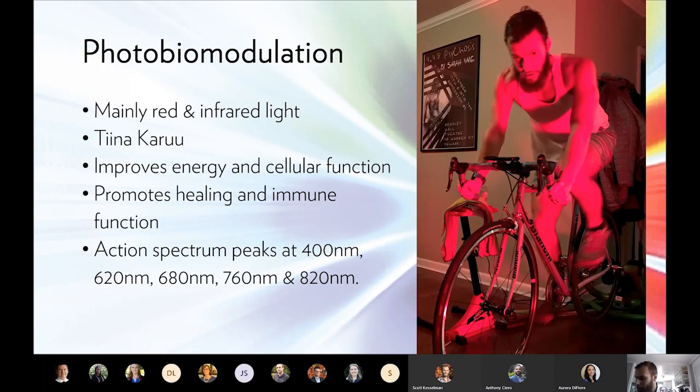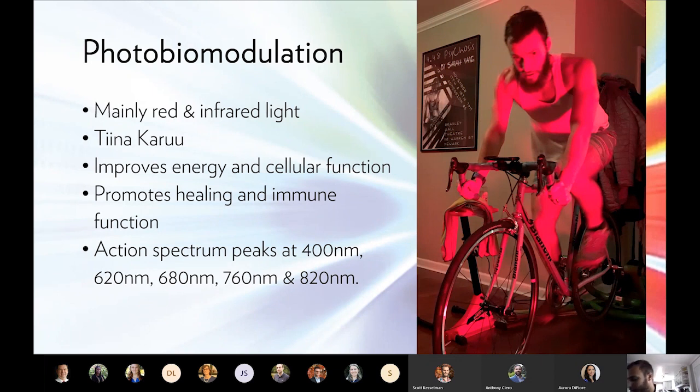Photobiomodulation, our second light therapy. So here's the action spectrum peaks I was talking about. Most of these are in infrared, 820, 760, and then the deep reds, 680, and then red, 620. And then there's also a spike in violet at 400. These are what act on the mitochondria in the cell.